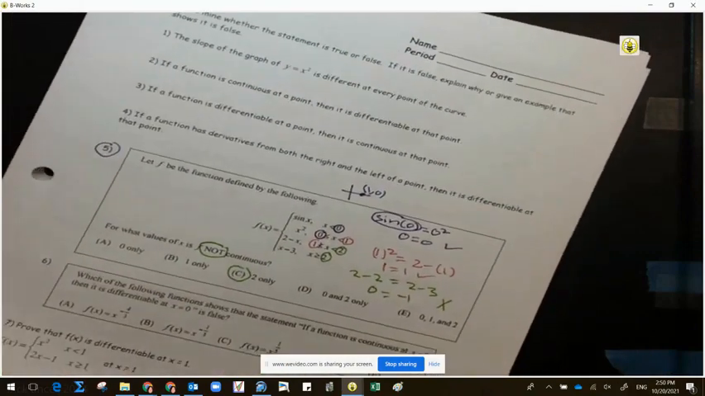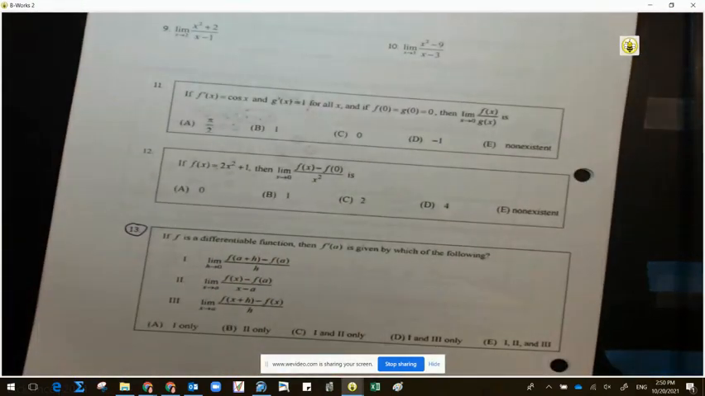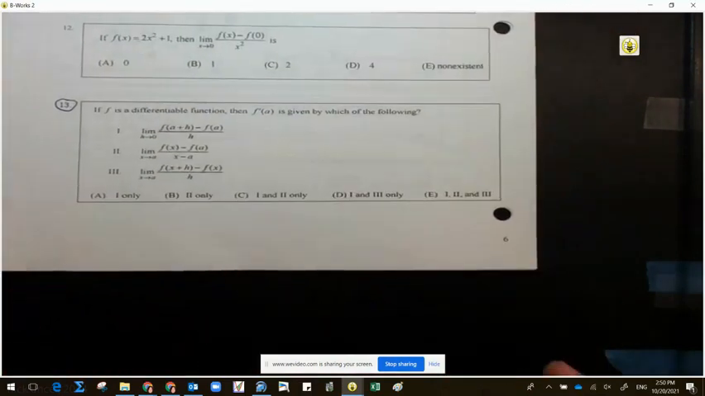All right. Number 13, it's either you know or you don't. It's basically the definition of the derivative. So I want to see if the card is going to help us. All right, let's go ahead and underline what we need. And before I do, Kate, go ahead and read number 13, please. If f is a differentiable function, then f prime of a is given by which of the following?